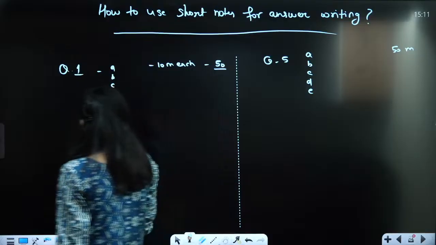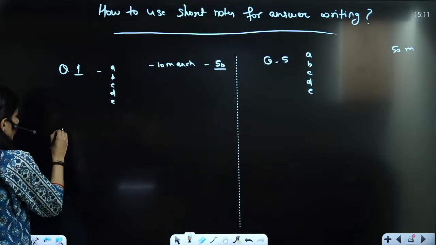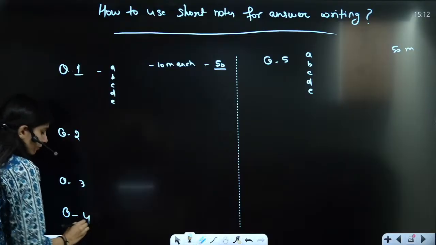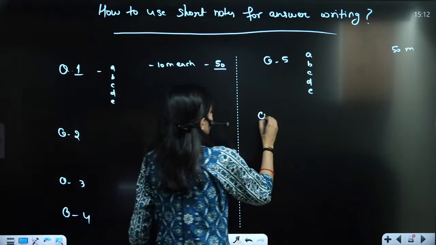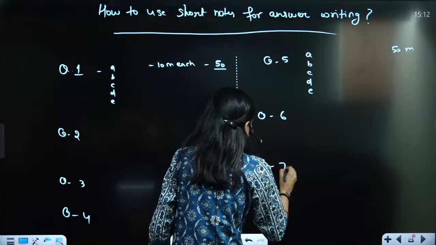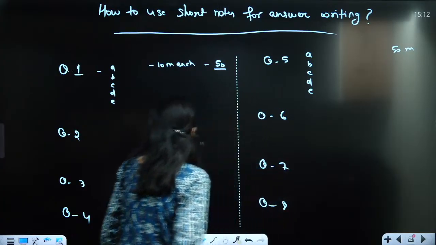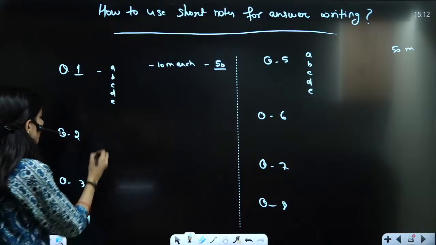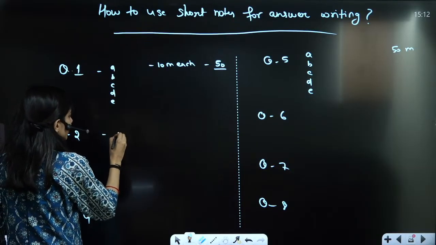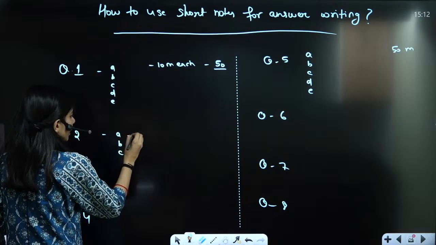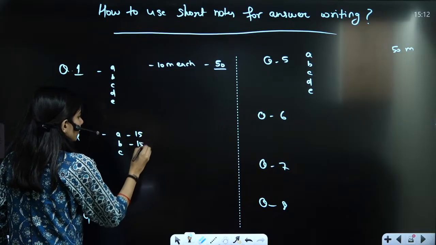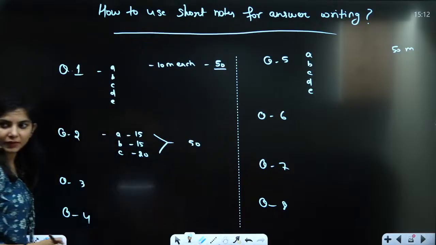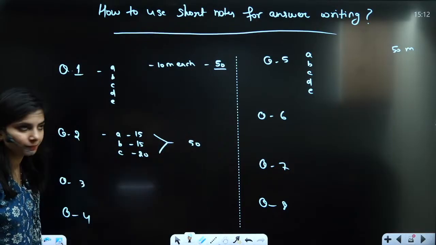Then there are 3 sets: question 2, question 3 and question 4, and here question 6, question 7 and question 8. One set is again for 50 marks. So it includes question A, B and C: 15 marks, 15 marks and 20 marks. Total 50 marks. And that's the same for these questions.